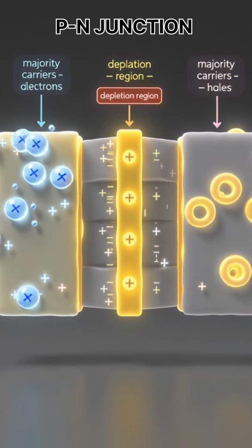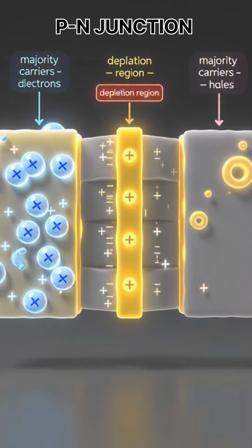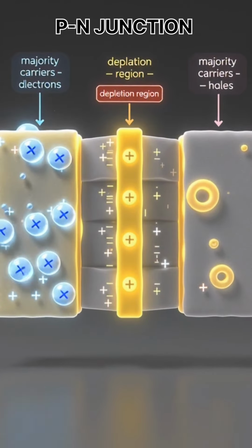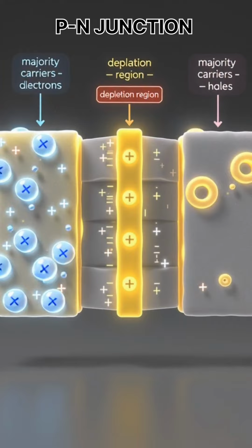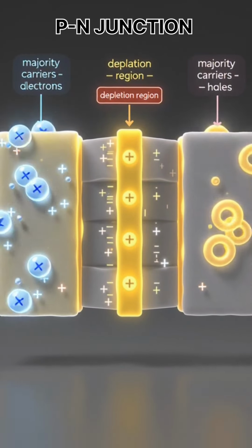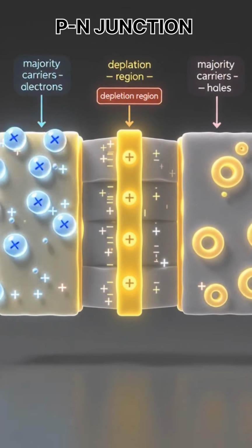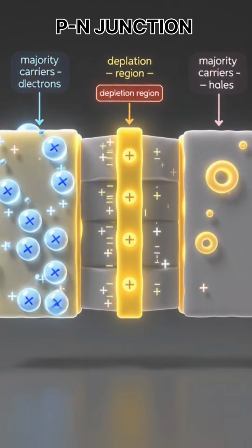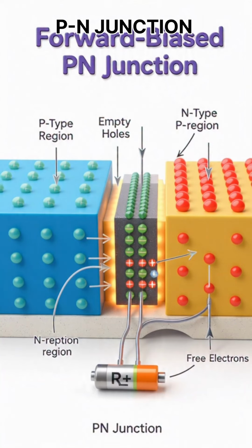Formation of the p-n junction. When the N-type and P-type materials are joined, something interesting happens. Electrons from the N side diffuse toward the P side, while holes from the P side move toward the N side. As they combine, they leave behind charged ions, forming a central region with no free carriers. This central area is called the depletion region, and it acts like a barrier that opposes the movement of charge.